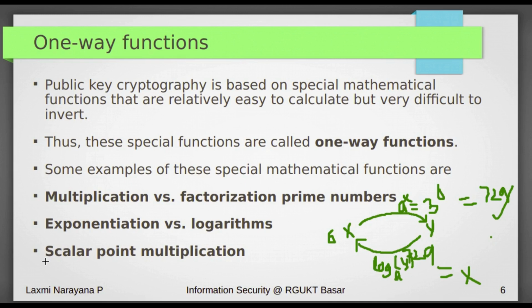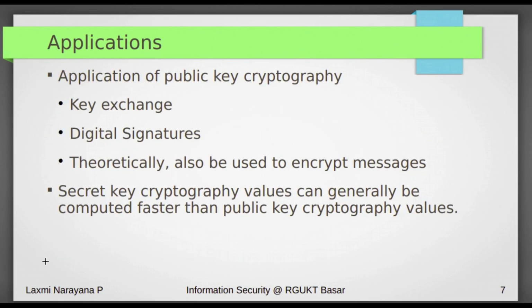It is easy to compute the scalar point multiplication but very difficult to obtain its inverse. Elliptic curve cryptography uses this method. Key exchange is a main application of public key cryptography. Public key cryptography could theoretically also be used for encryption, but this is rarely done because public key cryptography is too slow when compared with symmetric key cryptography.